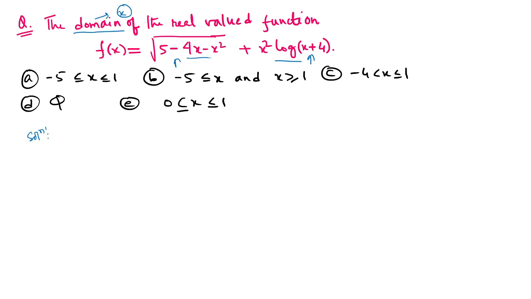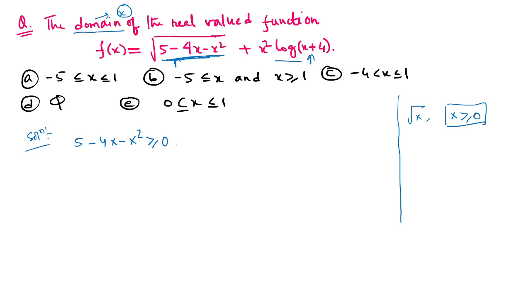The square root of x is defined when x should be greater than or equal to 0, right? So the domain should be greater than or equal to 0. The second function is the log function, log of x square, which is always defined, so no issue with that. Now the log function is log of x plus 4. Log is defined only when the quantity inside is positive.